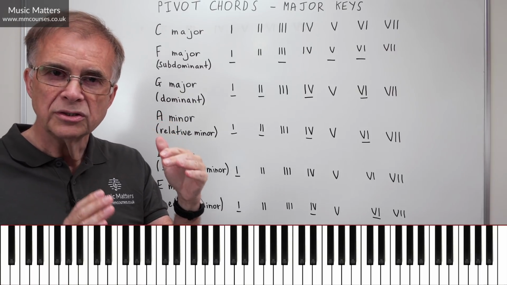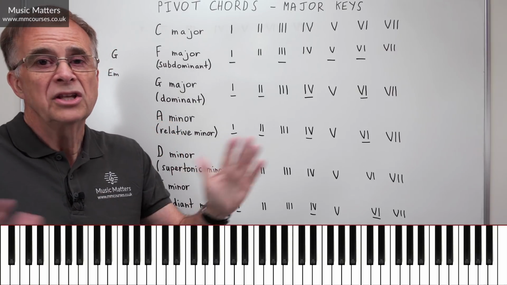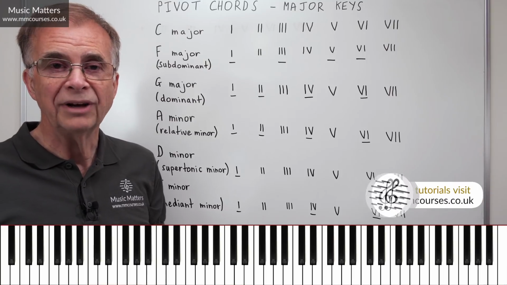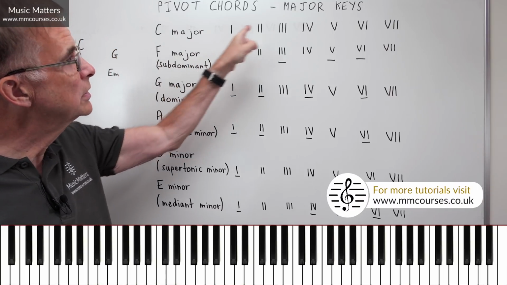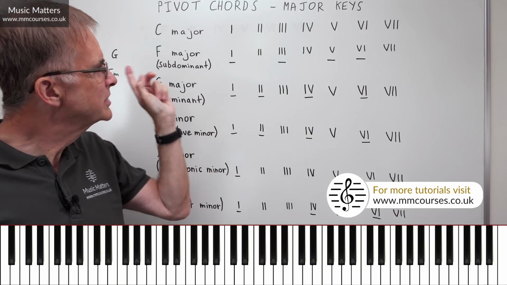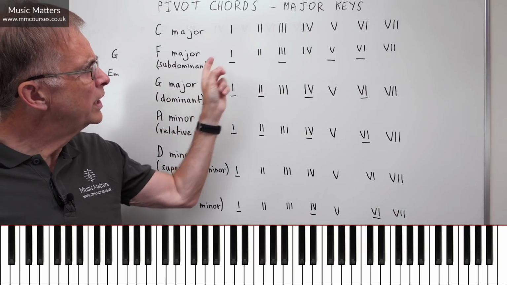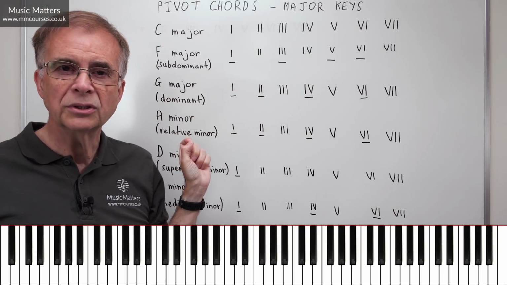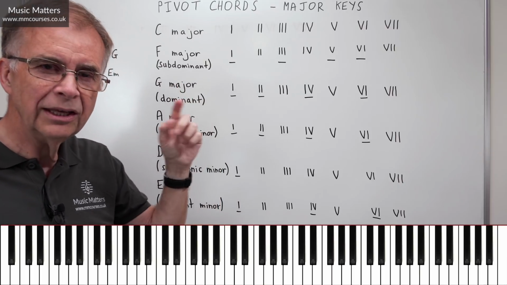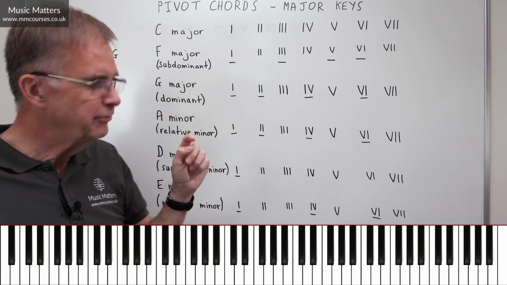But in order to choose a pivot chord, there's no good choosing a chord with B flat in it because in C major there are no chords with B flat in it. So hopefully you're beginning to see why some of these chords work as pivot chords and some of them don't. So think from C major to F major.